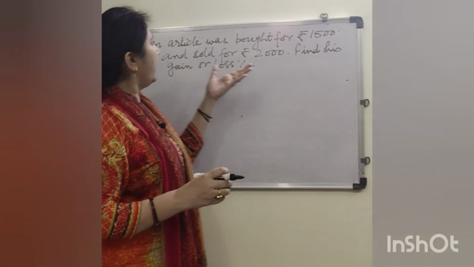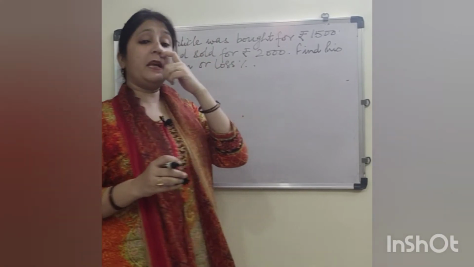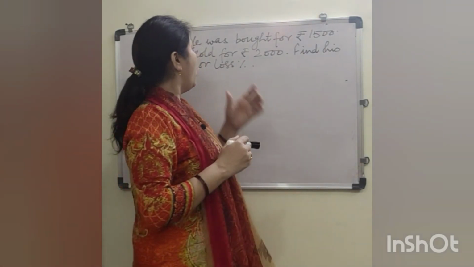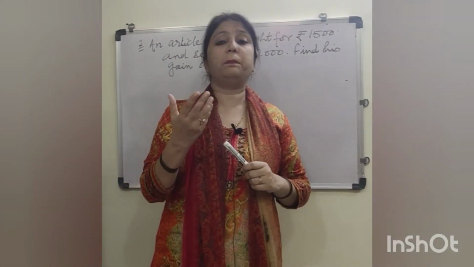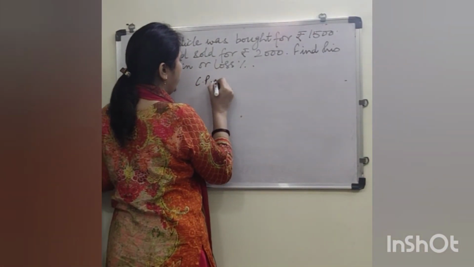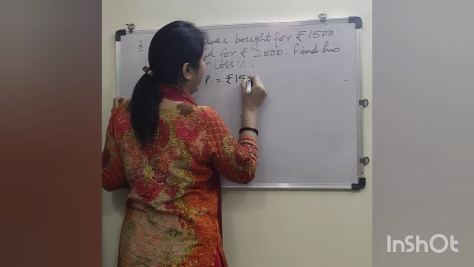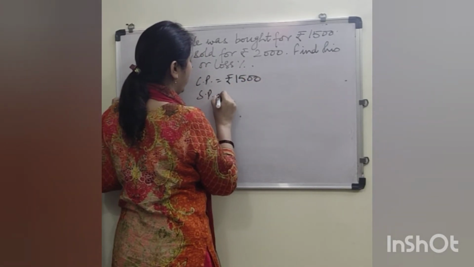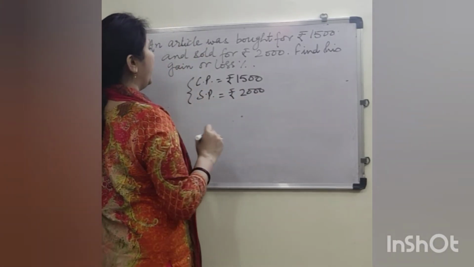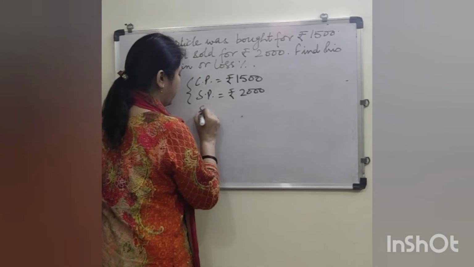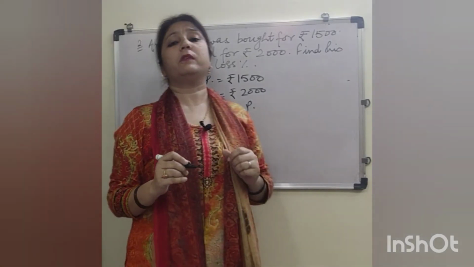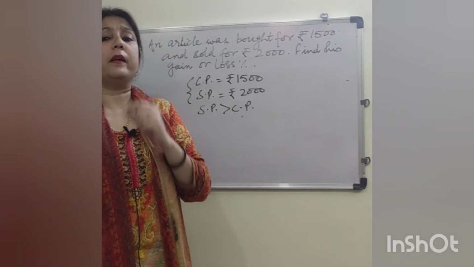Another question. An article was bought for rupees 1,500. Bought means cost price. And sold for rupees 2,000. SP is 2,000. So children, first of all you write the given thing. CP is equals to rupees 1,500. SP is rupees 2,000. Now looking at these two, you can easily compare that your SP is greater than your CP. This is compulsory to write in this type of questions. Which one is greater? So profit is incurred.